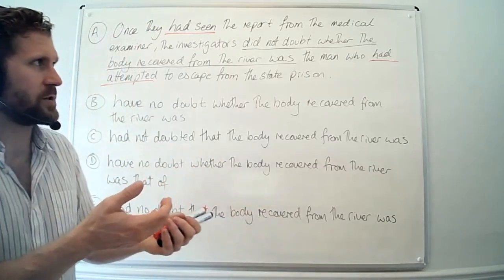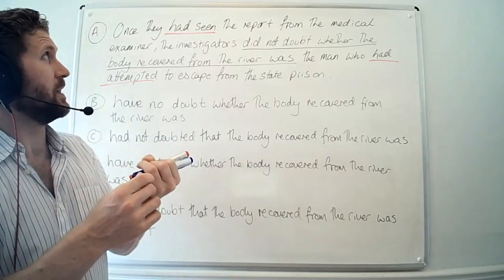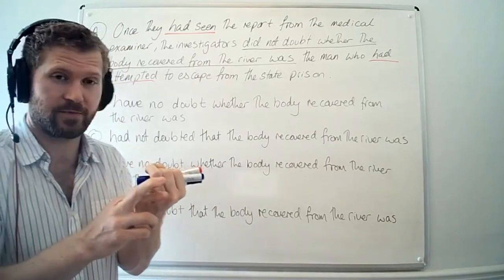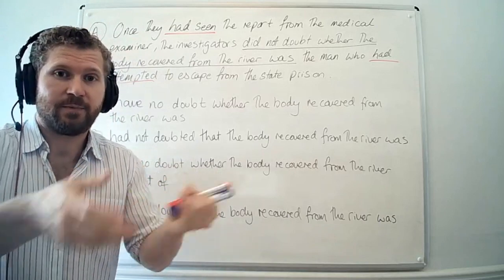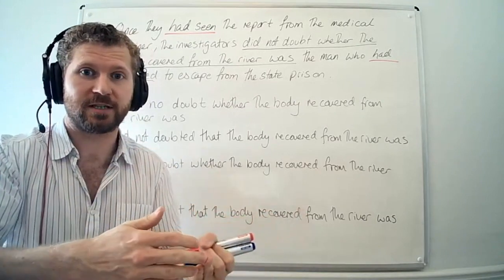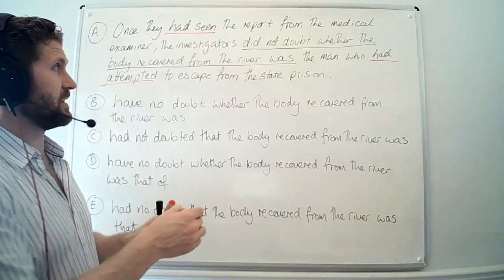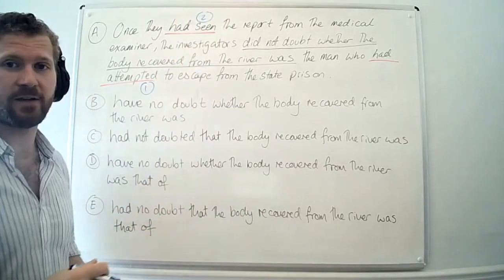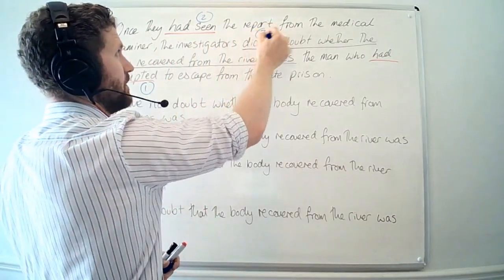So in this one, if you think about what's possibly gone on here, we've got a man who had attempted to escape from the state prison. He's somehow fallen into some river or been thrown into the river if this is some kind of nefarious action. Something's happened to him. He's probably died. He's been pulled out of the river. Some medical report has gone on. The investigators had seen the report. And then the underlined portion is dealing with what happened after. So in terms of ordering these events, had attempted comes first, had seen comes second, and we are looking at the third verb, and the verb in A is did.